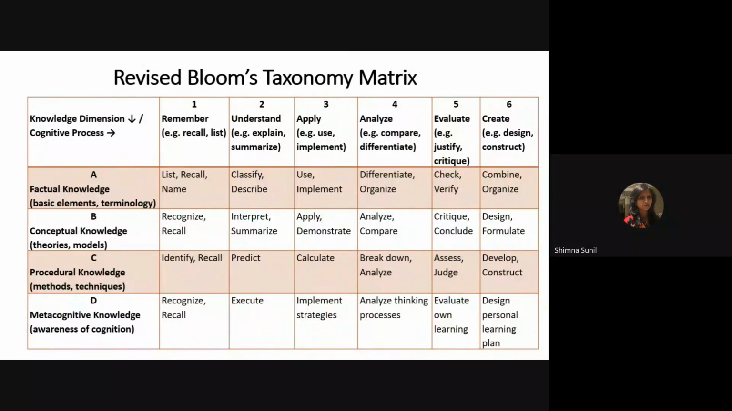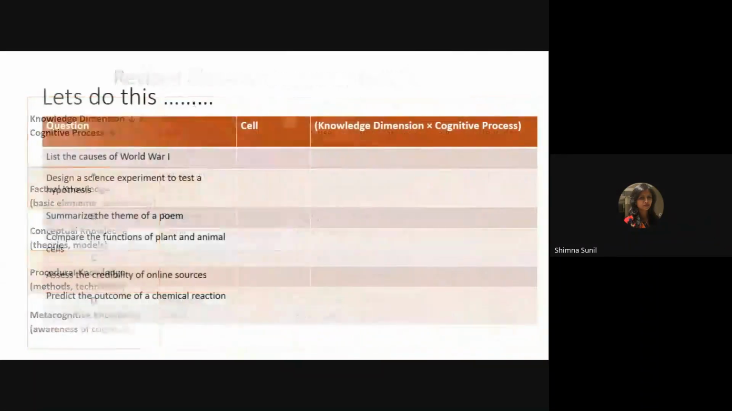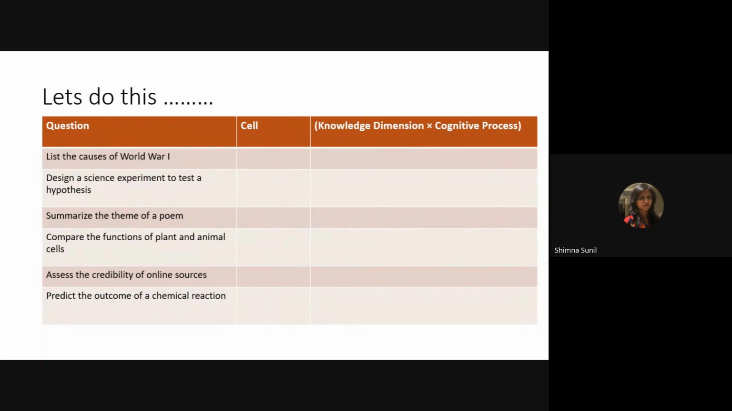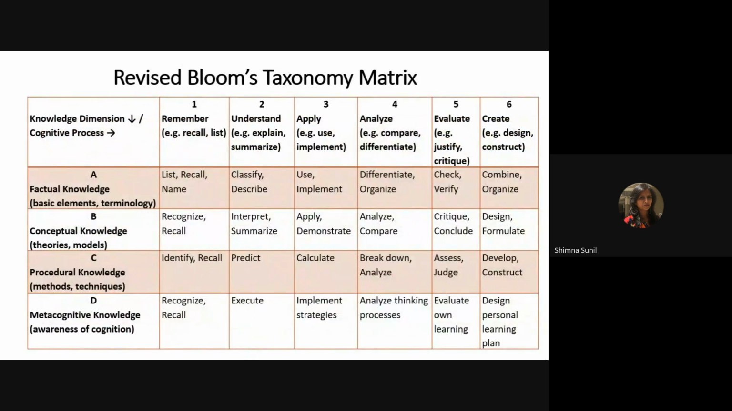List the causes of World War I. Anybody? You can write it in the chat box also. 1A, excellent. Madhusudan sir, yes, excellent. Claps for Madhusudan sir. Now going to the next question. Design a science experiment to test a hypothesis. Which quadrant? You first have a hypothesis and you're designing an experiment to test it.